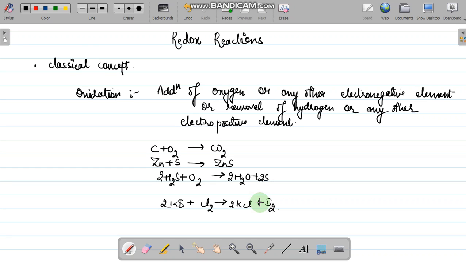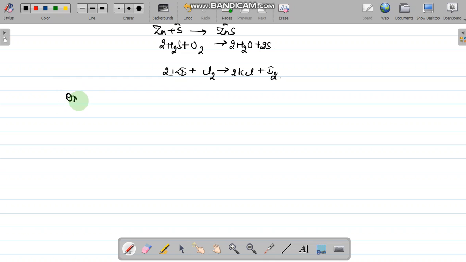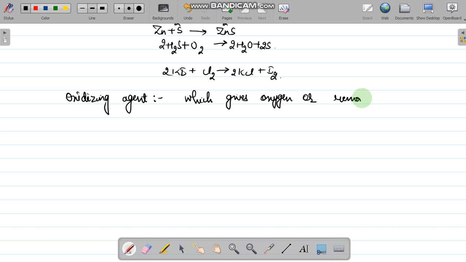Now, reactions in which any of this is taking place are called oxidation reactions. Another definition which we read was the oxidizing agent. A substance which gives oxygen or removes hydrogen is called an oxidizing agent, or you can also call it an oxidant.